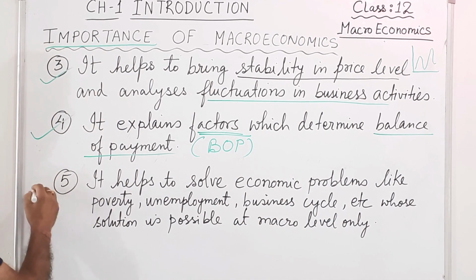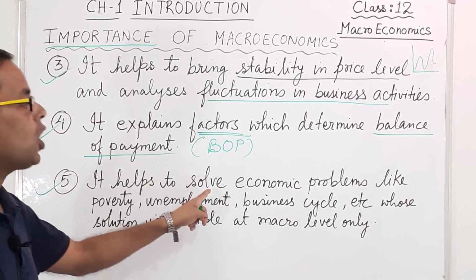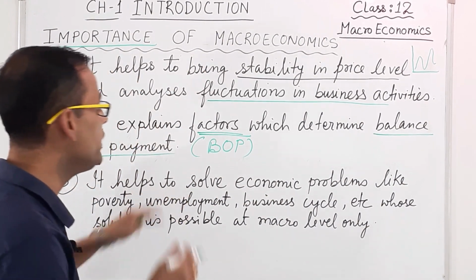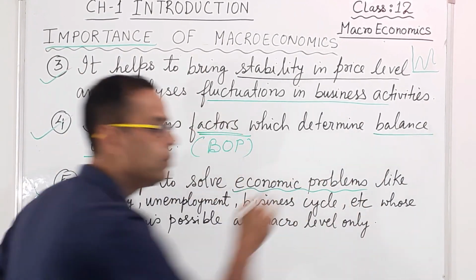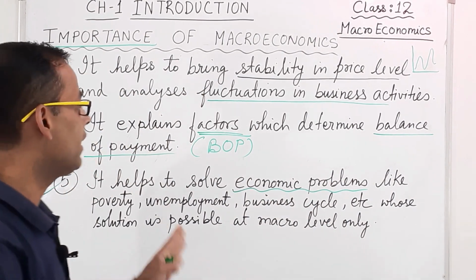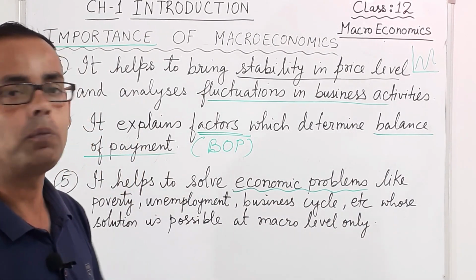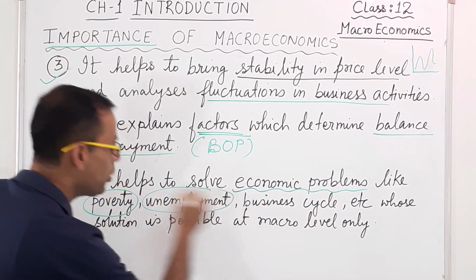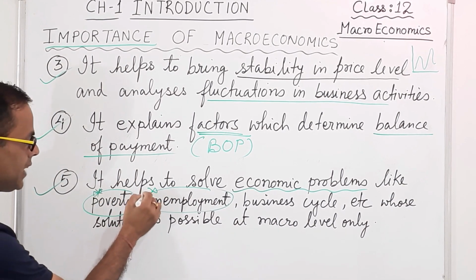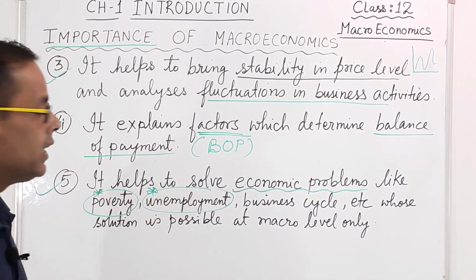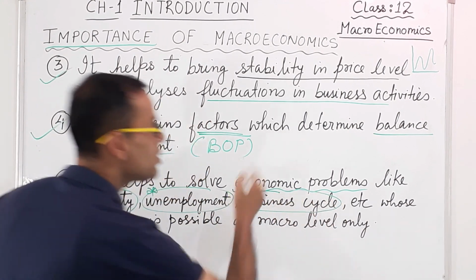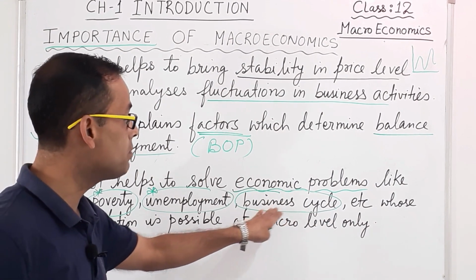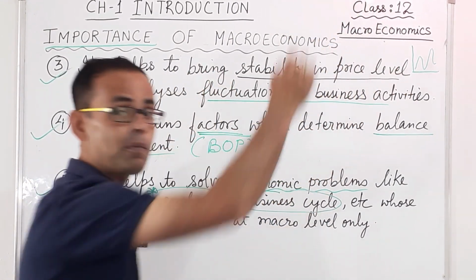Then the fifth one is what? It helps to solve economic problems. That means macroeconomics is helping us solve economic problems. Now in India there are many economic problems, like poverty and the unemployment problem. These two are rising day by day. Then the business cycle, just now I was talking about fluctuations in business activities. That is the business cycle. This is only fluctuations, ups and downs.